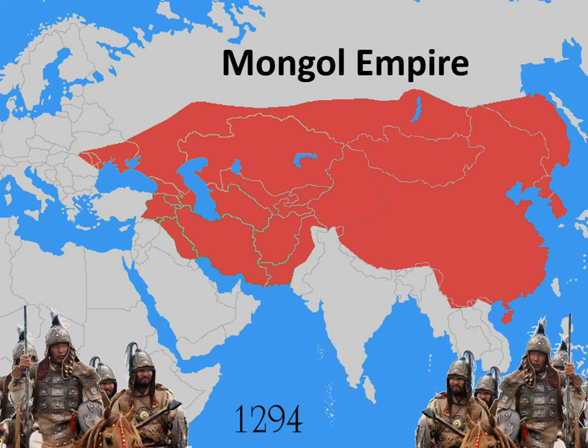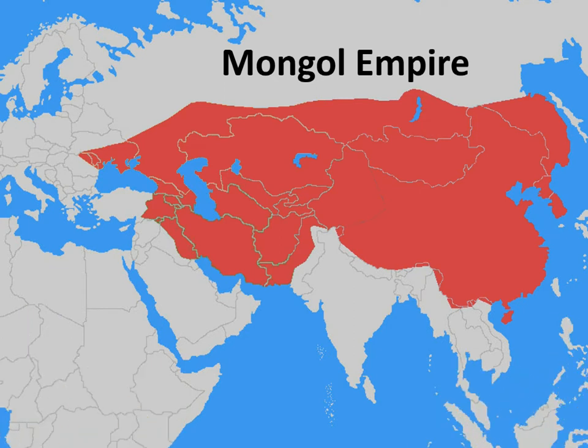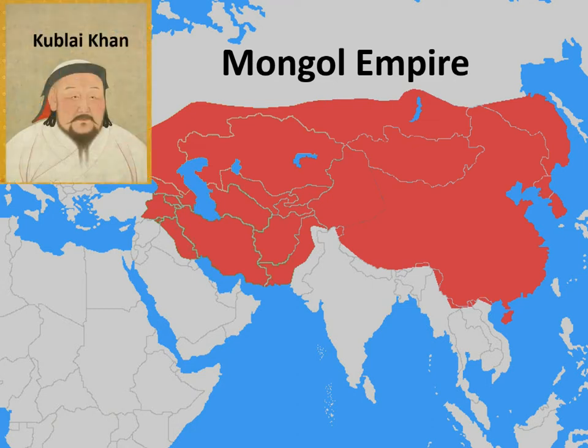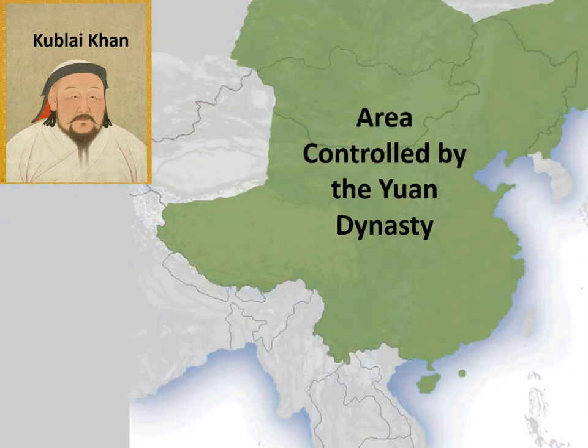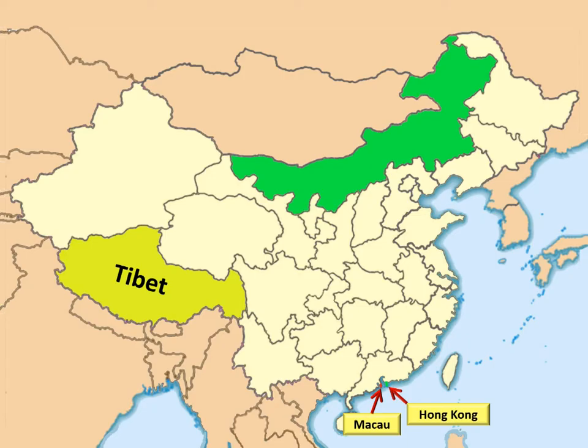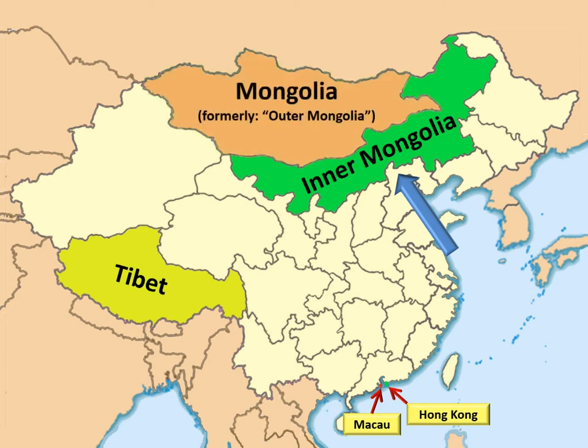By the time that Genghis Khan's grandsons inherited power, internal divisions and strife broke the empire into several pieces. One grandson, Kublai Khan, established the Yuan dynasty of China, which lasted until 1368, almost 100 years. Today, an autonomous region in northern China bears the name Inner Mongolia. Do not confuse it with the independent nation of Mongolia, once called Outer Mongolia.